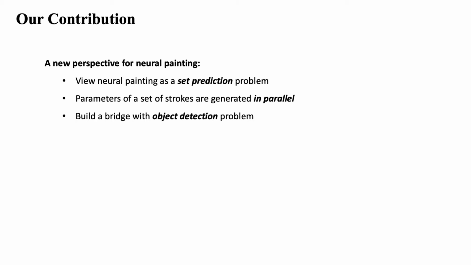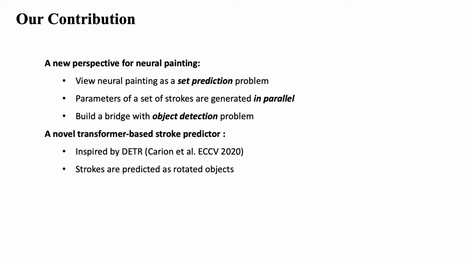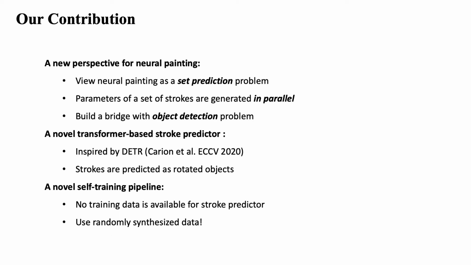Then, inspired by recent object detector DETR, we consider strokes as rotated objects and propose a novel transformer-based stroke predictor. Different from object detection, no labeled training data is available for stroke predictor. To address this issue, we propose to use randomly synthesized data. Experiments demonstrate that the model has great generalization ability on real-world images.